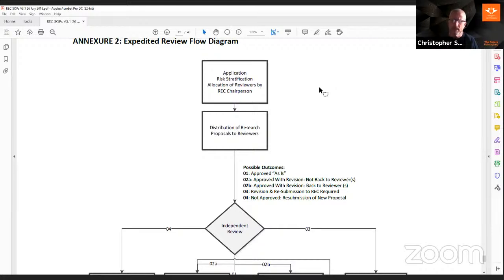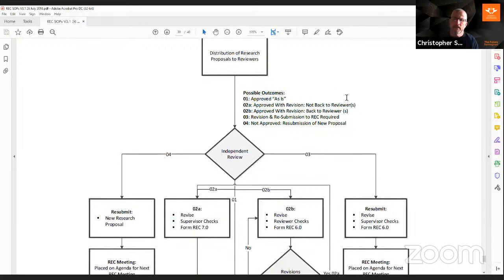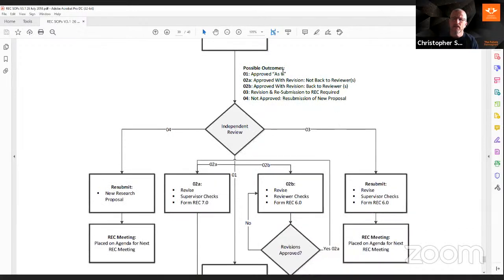That single reviewer makes the decision, and then depending on what the decision is, the proposal will be either approved or it will be sent back to the supervisor for a variety of things to happen. So these are the decision codes that we work with, and in fact, this is the same whether it's expedited review or full review. We use the same codes.